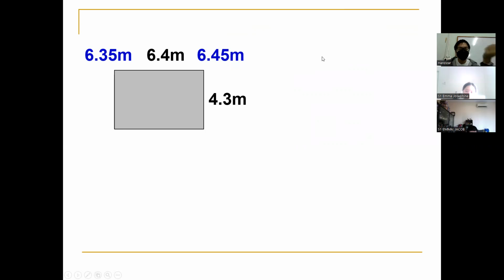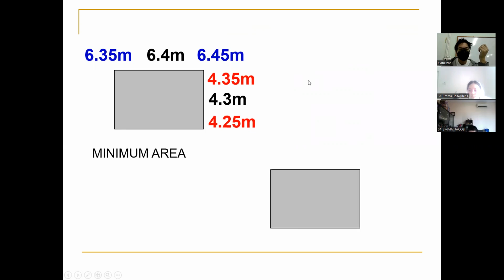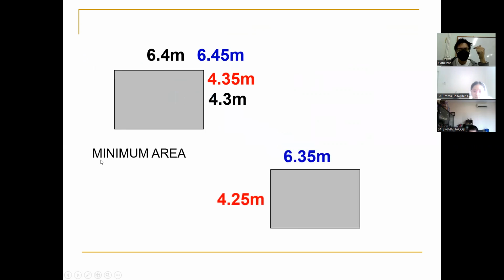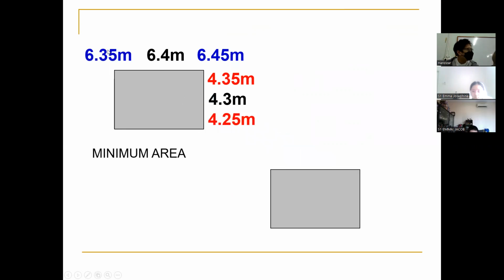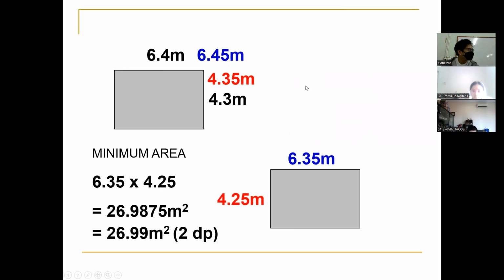6.35 and 6.45 for the lower bound and upper bound. They just put it on the range. 4.25 and 4.35, easy, right? And the minimum area, so this will be the minimum. Why? Because they took all the minimum, right? 6.35 and 4.25. The answer will be here. It's the same, right? 26.99.